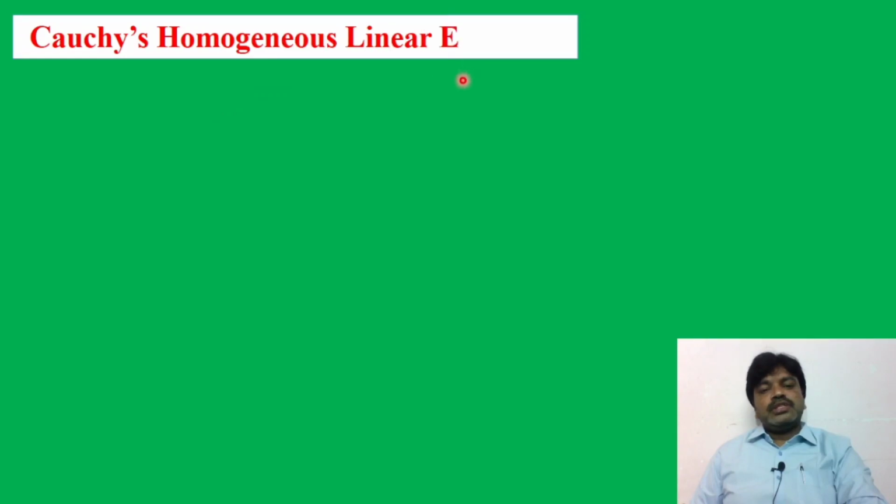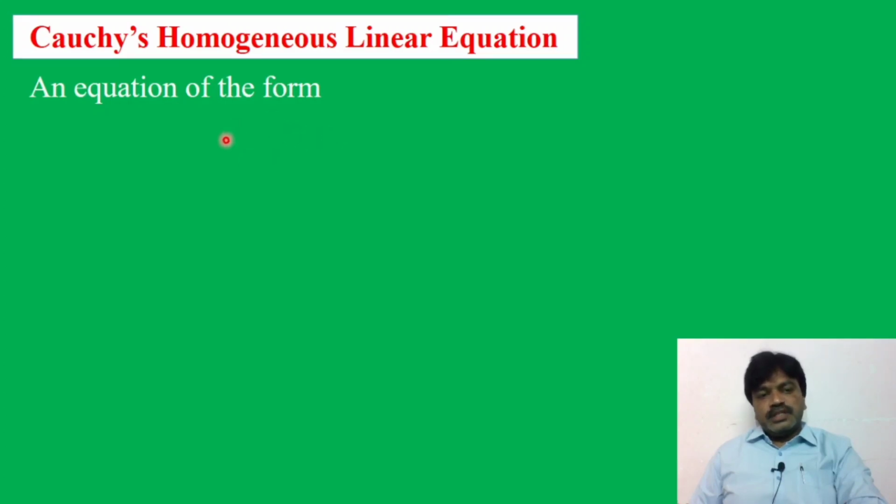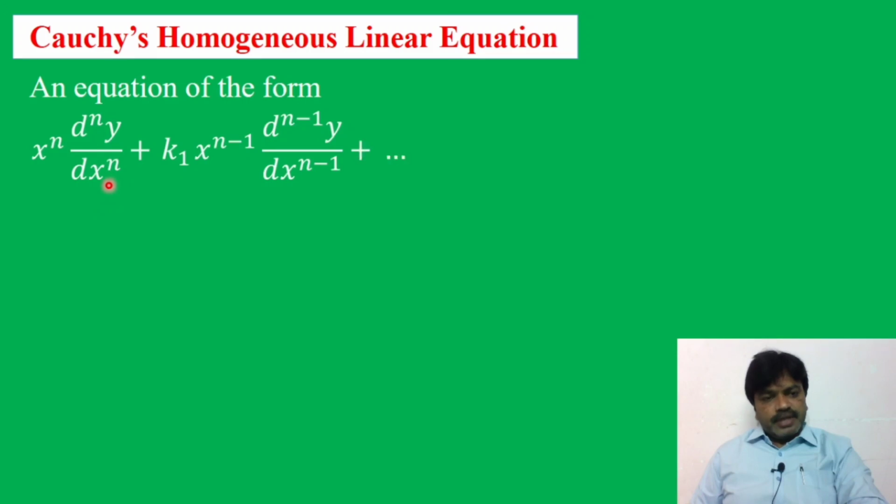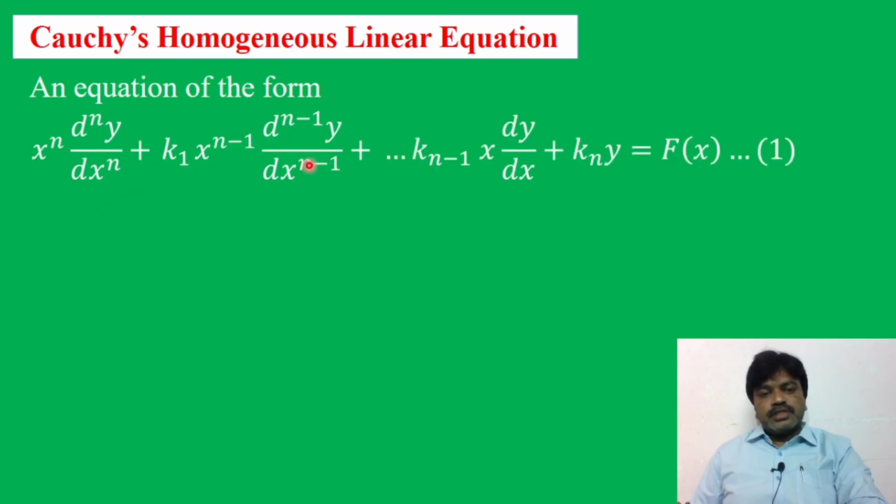Cauchy's homogeneous linear equation. An equation of the form, friends, here the equation is of a particular form. Let us see the form. xⁿ dⁿy/dxⁿ + k₁ xⁿ⁻¹ dⁿ⁻¹y/dxⁿ⁻¹ + and so on + kₙ₋₁ x dy/dx + kₙ y = f(x). So this is one, friends.